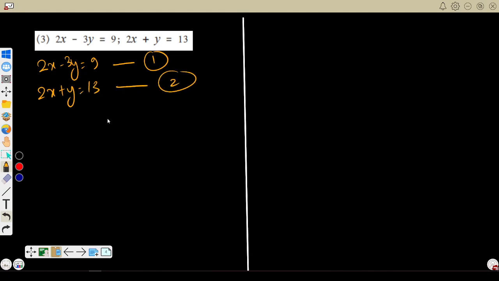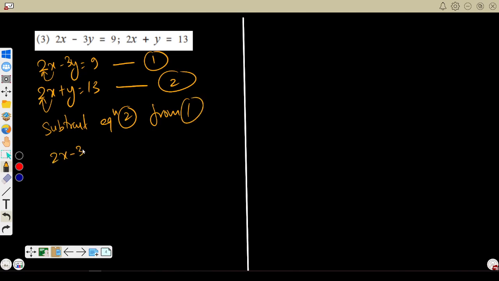Now if you observe this, I have the coefficient of x as same. In both the cases the coefficient is 2, it is same. So I can easily use elimination method. So I'll go with elimination method again. We'll write a statement, subtract equation 2 from 1.